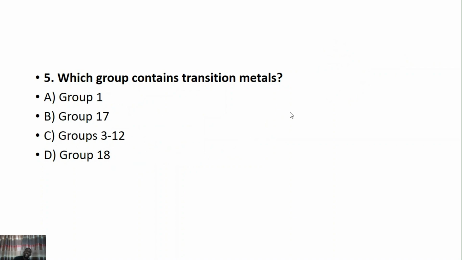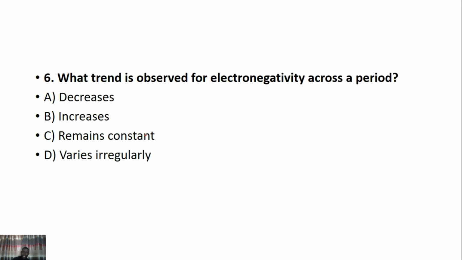Which group contains transition metals? Recall that the groups can be numbered from 1 to 18. They can also be numbered as 1A, 2A, 3A, etc., and also 3B, 4B, etc. So this numbering system is 1 to 18. Now, they say which group contains transition metals, right? The transition metals are those between 3 and 12. This is the correct answer.